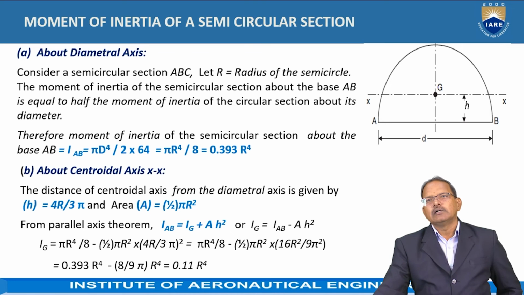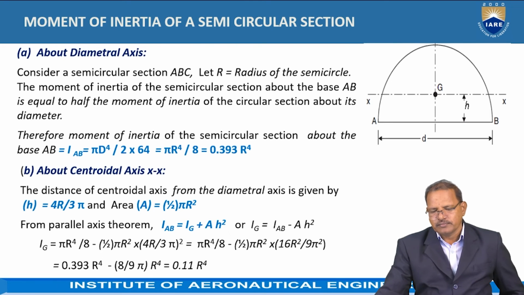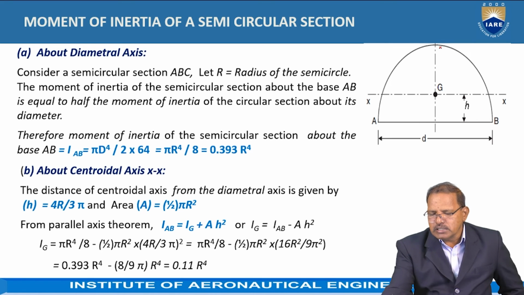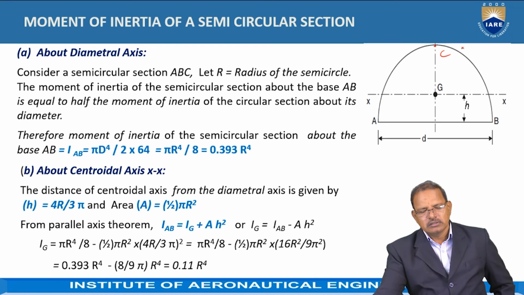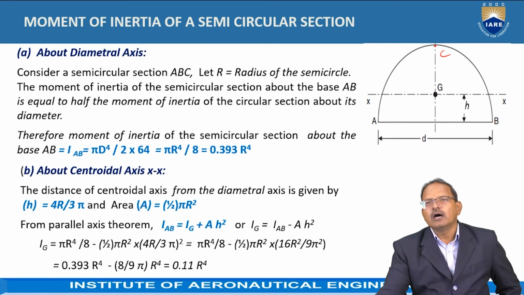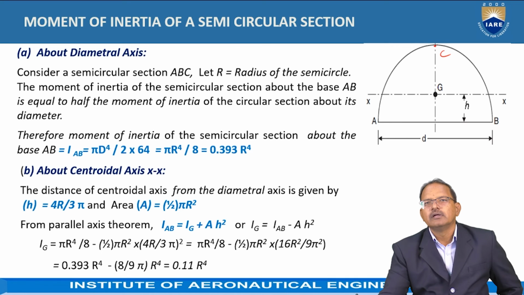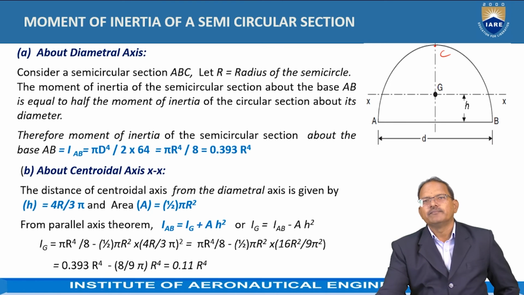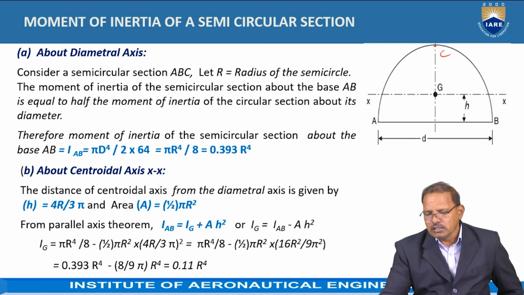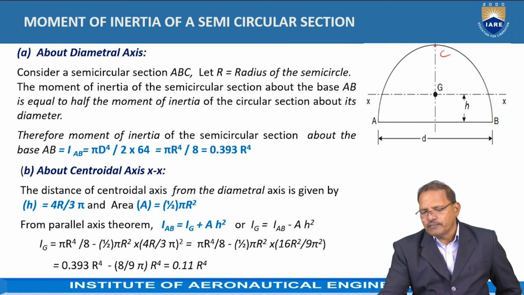Now the moment of inertia of a semicircular section. Let ABC represent the semicircular section, and let R represent the radius of the semicircle. The moment of inertia of the semicircular section about the line AB, that means the diameter of the semicircle, is equal to half of the moment of inertia possessed by the circular section.